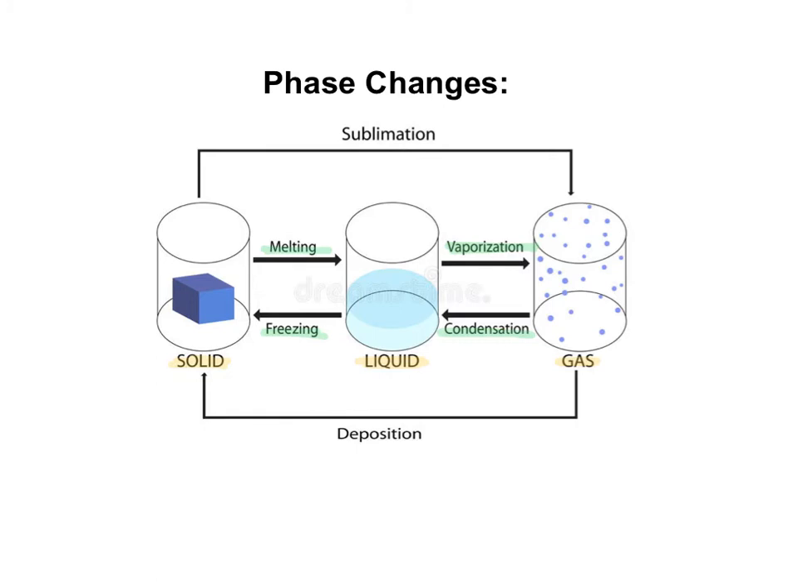Now, the two new ones you may or may not have heard before. Solid to gas, that's called sublimation. And the way I remember that is that's what dry ice does. Dry ice is very cold carbon dioxide. At normal atmospheric conditions, it goes straight from a solid to a gas. And then the opposite of that is deposition. So that's going from a gas to a solid. So those are probably those two new phase changes you probably want to review.